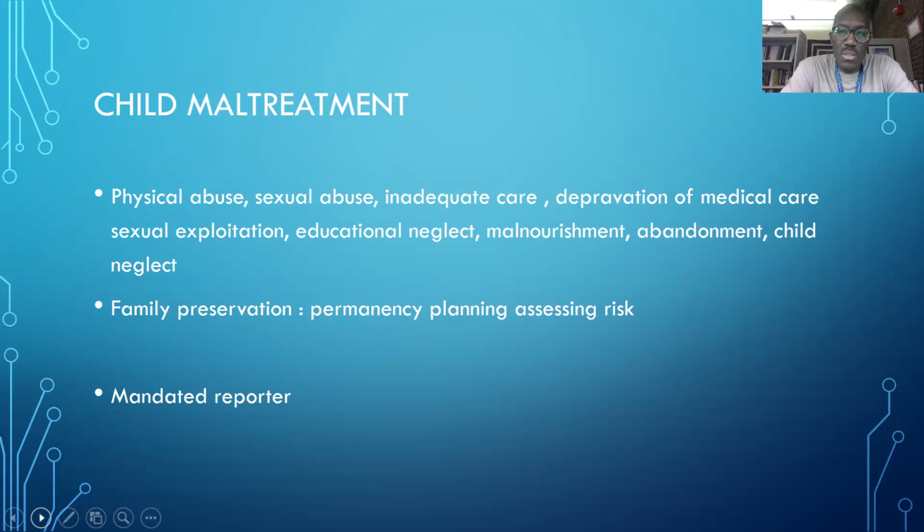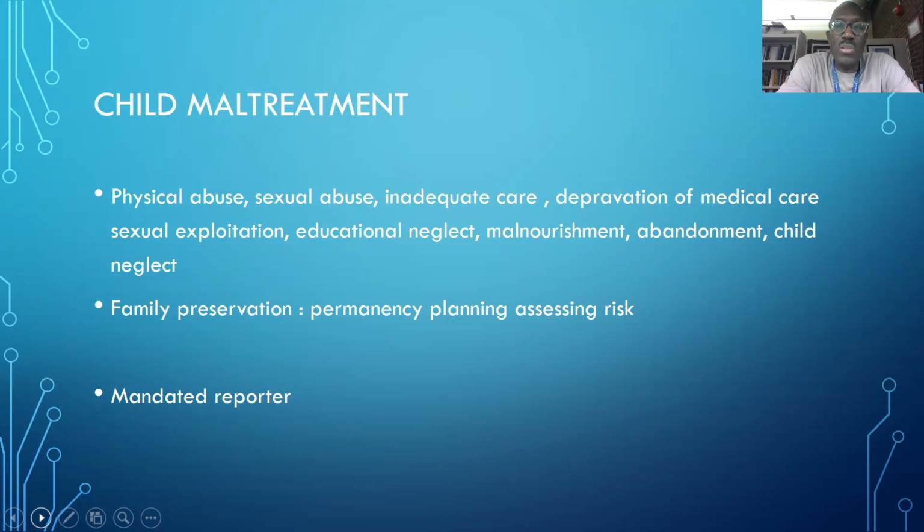So switching gears, we're going to talk a little bit about child maltreatment, because this was also a part of that chapter's reading. Child maltreatment covers the things that I've listed here. It's not a completely exhaustive list, but anytime we've got children who are being physically abused, sexually abused, not being adequately cared for, not being sent to school, malnourished, abandoned, or neglected, which means that the parent is not meeting the basic needs of the child, then as social workers, you are an actual mandated reporter.